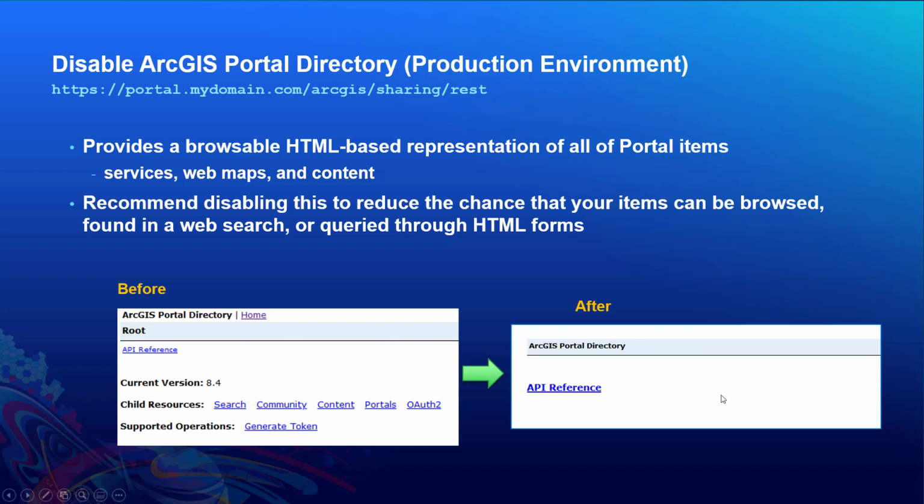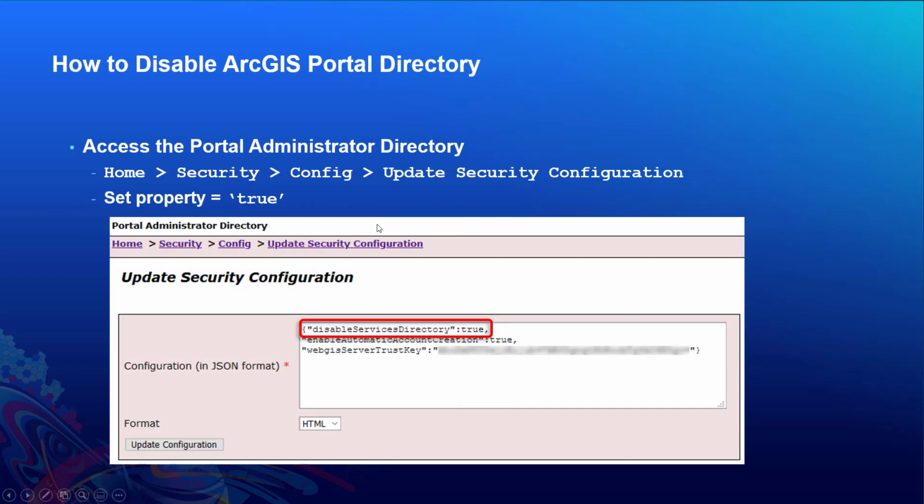You can see the before and after references for what the portal directory looks like after you've disabled the sharing directory. Again, you go in to access the portal admin directory. You go to Home, Security Configuration, and then update the security configuration and set the Disable Services directory value from false to true, and that will disable the sharing API and make it only visible in JSON format.